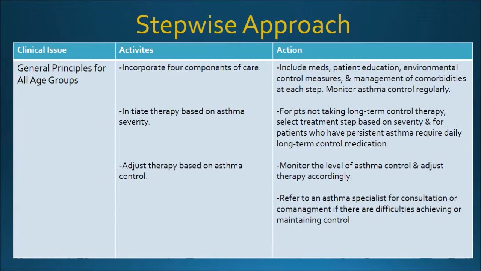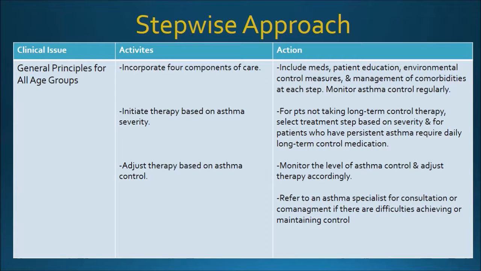Now I'm going to go over the stepwise approach. The stepwise approach is a guideline that is used to assist the decision-making of treatment of asthma, and its goal is to achieve and maintain the control of asthma. The stepwise approach breaks it down by age and by category. So we'll start with the first being the general principles of all age groups. This is going to apply to everyone, no matter what age group or category they fall in.